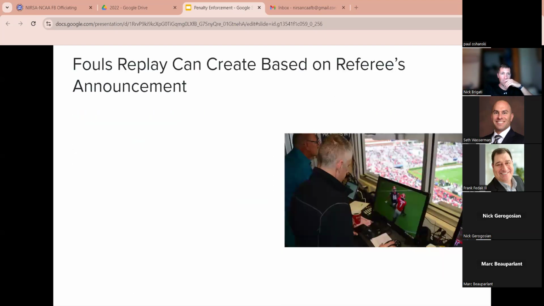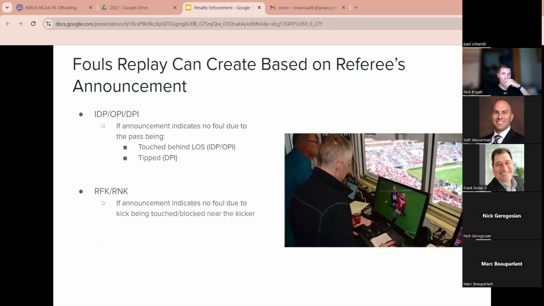Skipping these examples. And I'm sorry, Nick, for someone like me who's not part of replay very often at all, are those the only items on that previous slide where replay can create a foul, so to speak? Yeah, replay can only create those fouls by looking at the video and finding those actions to be illegal.